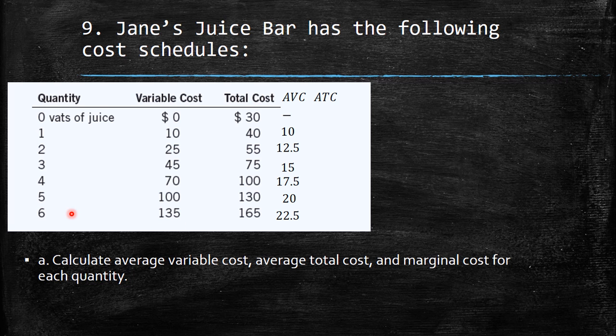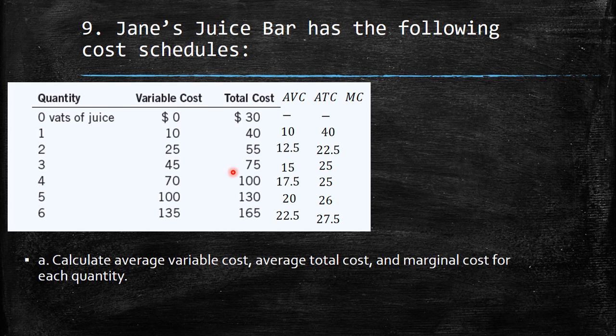Here we have the average total cost. It's going to be this one, 30 over 0, which is not defined, so a hyphen, then 40 over 1, 55 over 2, 75 over 3, 100 over 4, 130 over 5, and 165 over 6.